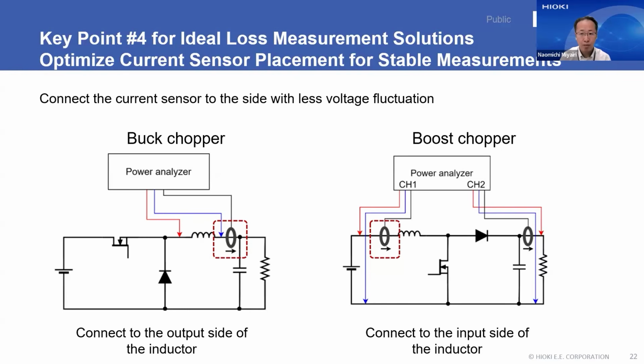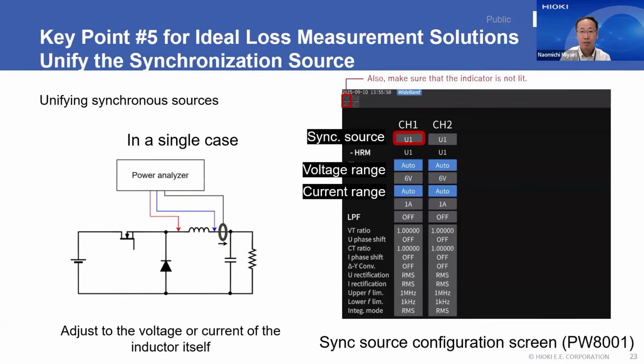Similarly, in a boost chopper circuit, the input side is a DC voltage, so connecting the current sensor to the input side of the inductor will also yield more stable results. So key point number 5, make sure to unify the synchronization source.